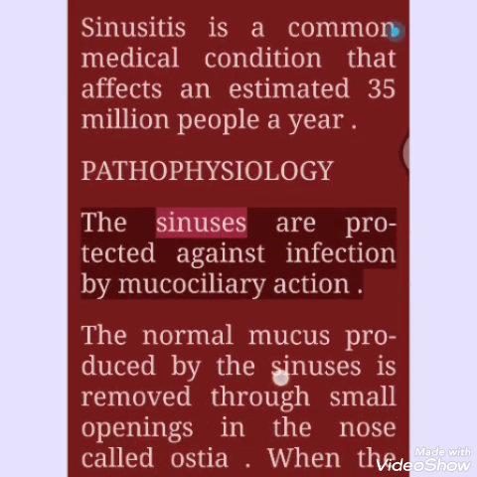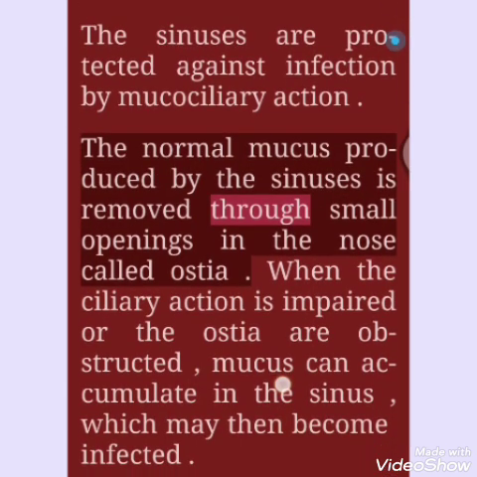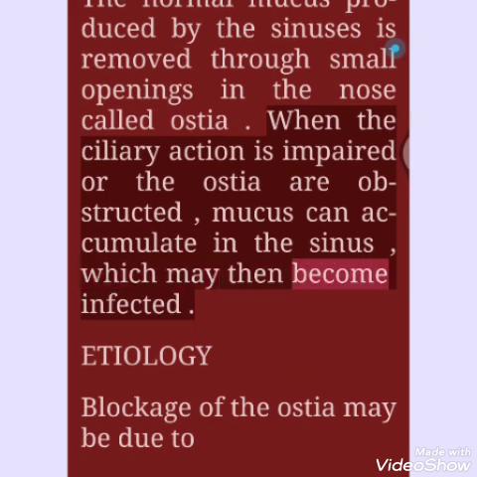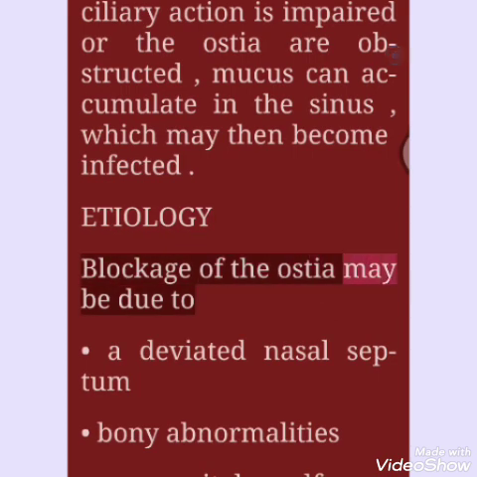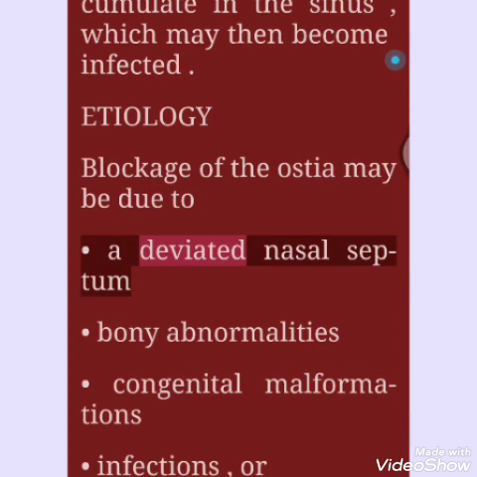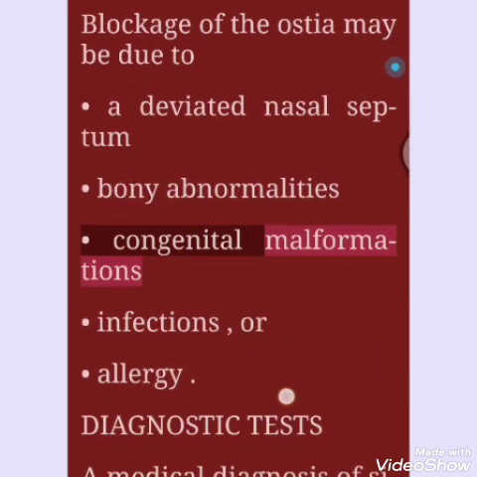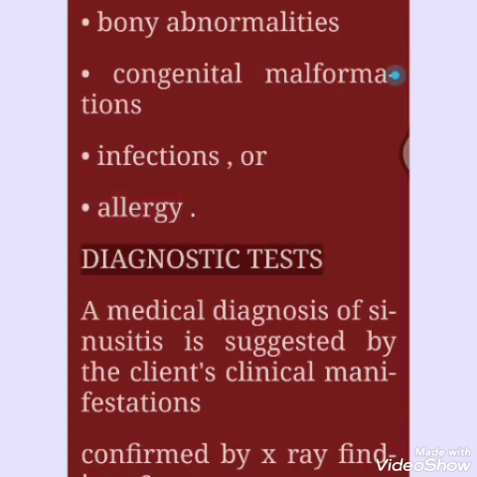Pathophysiology. The sinuses are protected against infection by mucociliary action. The normal mucus produced by the sinuses is removed through small openings in the nose called ostia. When the ciliary action is impaired or the ostia are obstructed, mucus can accumulate in the sinus, which may then become infected. Etiology. Blockage of the ostia may be due to a deviated nasal septum, bony abnormalities, congenital malformations, infections, or allergy.